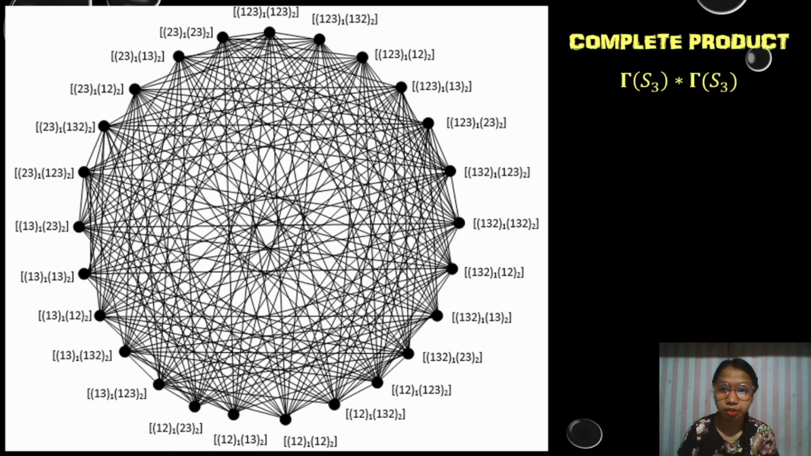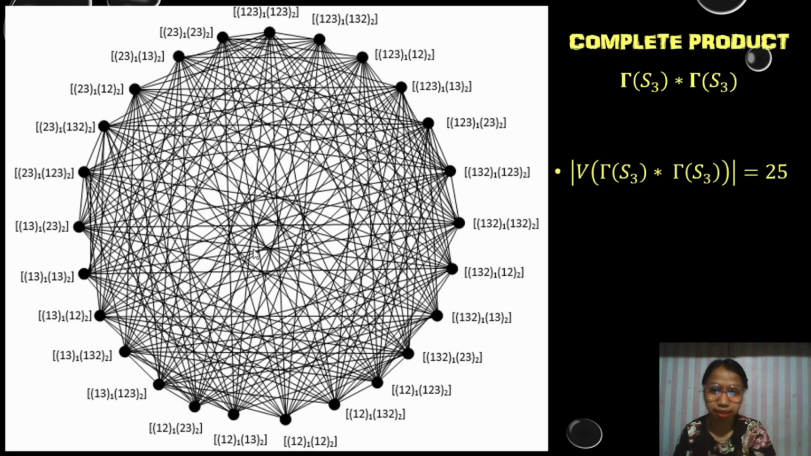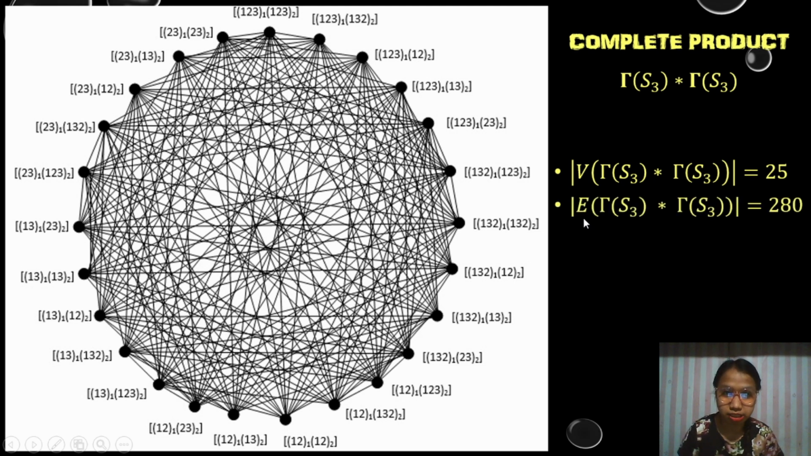So using the propositions earlier, which we have proven in the study, the number of vertices here is 25, since the number of vertices in the commuting graph of S sub 3 is 5, so 5 times 5 is 25. Then the number of edges, surprisingly, is 280. And let us look at this certain vertex here, (1 2 3) sub 1, (1 2 3) sub 2. This is the vertex. Its degree is 18, so the number of edges connected to it is 18.